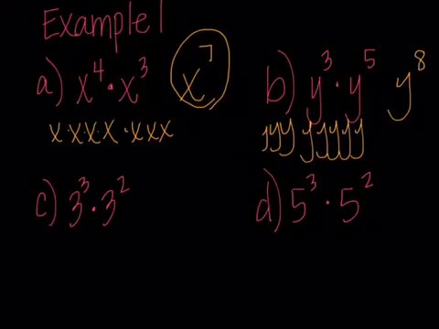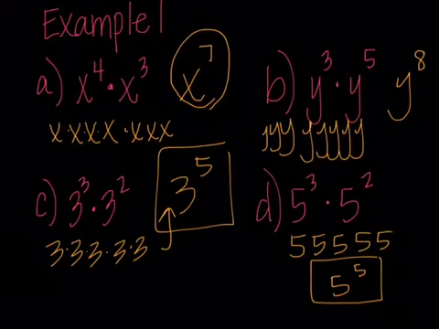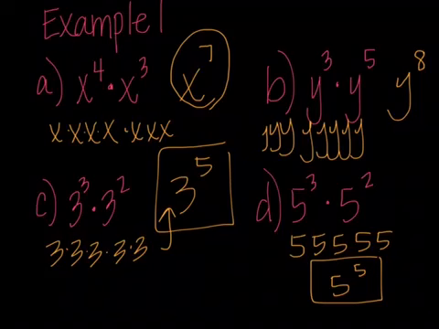Pause the video and try C and D on your own. See, you should have expanded it out, just like I did with our x's and y's. Then we would have seen our base is 3. A common mistake is to change our base. Notice in A and B, when we were working with variables, our x stayed an x and our y stayed a y. A 3 will also just stay a 3 as our base. And then my exponent will be however many times it repeats. D, you should have gotten 5 to the 5th power.